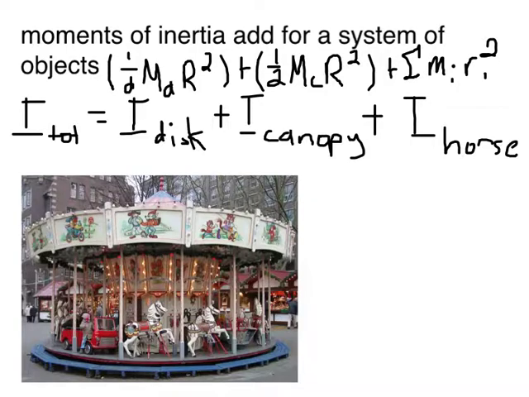The reason that this would come up in a physics problem is, for example, a question about how much torque we would need to apply to get a certain angular acceleration on this carousel. To be able to do that, we would apply the rotational version of Newton's second law, and we would need to find the total moment of inertia for this object.